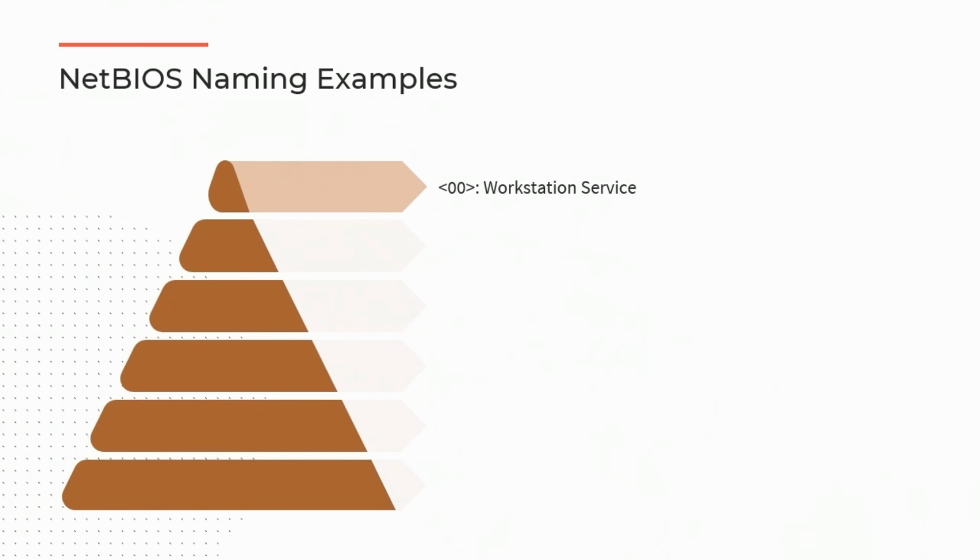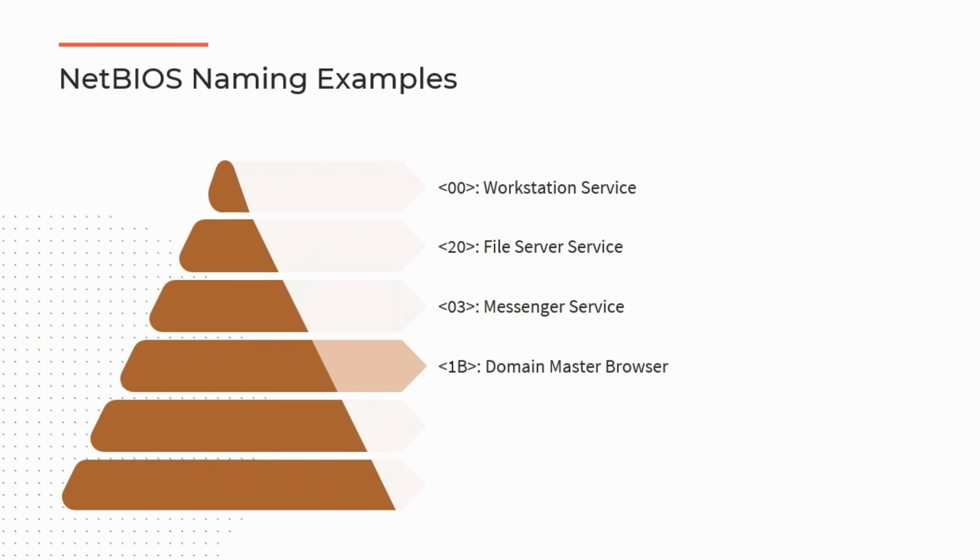For example, 00 represents the workstation service, which identifies the computer name. 20 represents the file server service, used for file sharing. 03 is the messenger service, which receives messages sent via the net send command. 1B represents the domain master browser. 1C represents domain controllers, and 1D is the master browser. Administrators and security experts can analyze network roles and services by querying remote systems' NetBIOS name tables with tools such as nbtstat and net view. Now, let's move on to the demo.